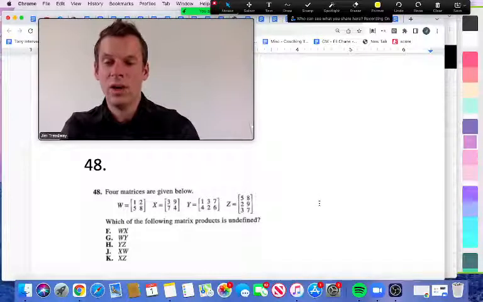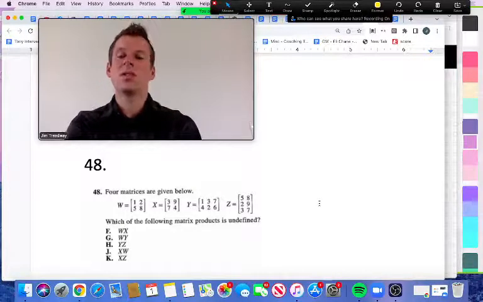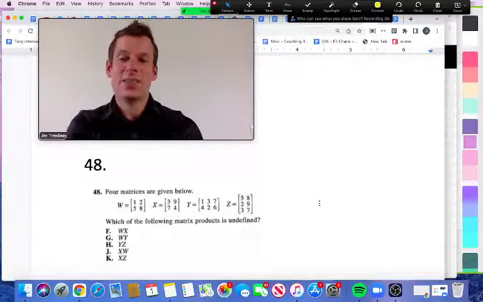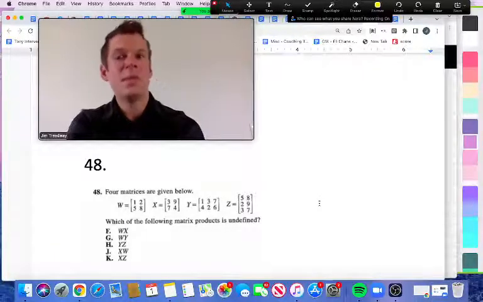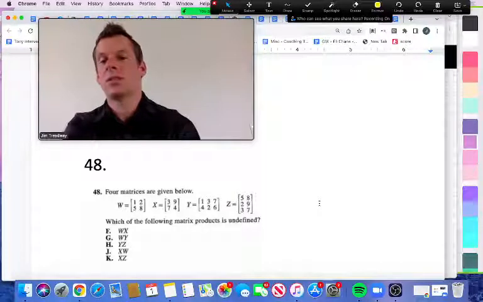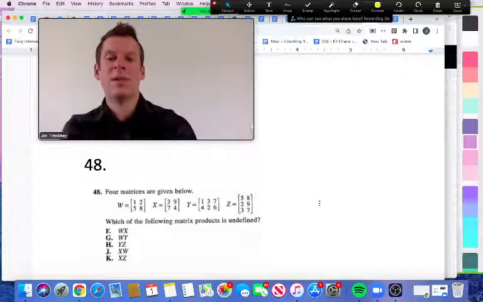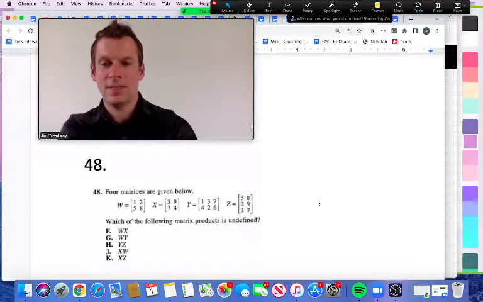That works for all of the first answers. So let's try the last answer. K, XZ. X has 2 columns, but Z has 3 rows. So that is the matrix where you could not multiply them, so the product would be undefined.